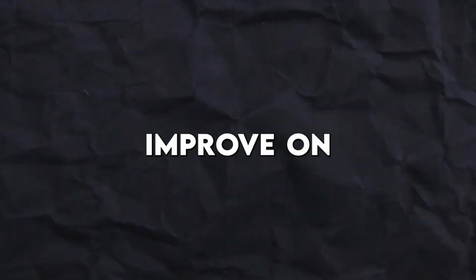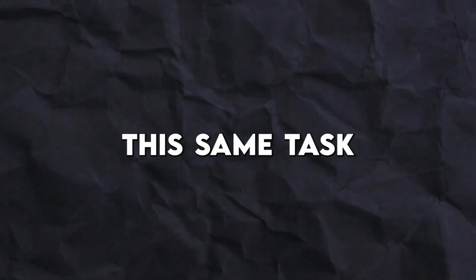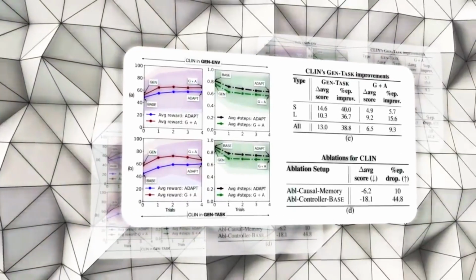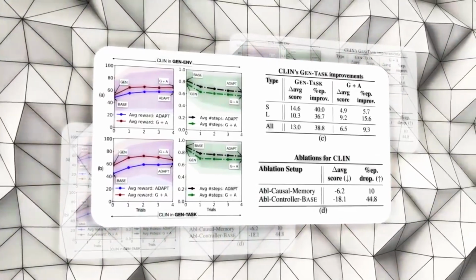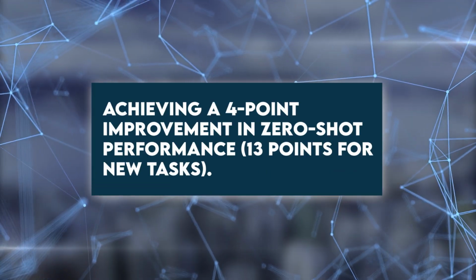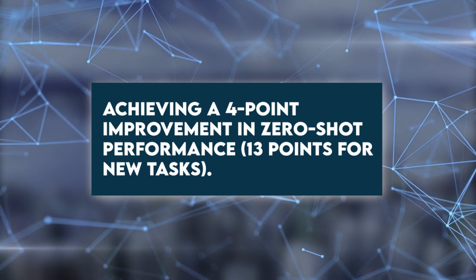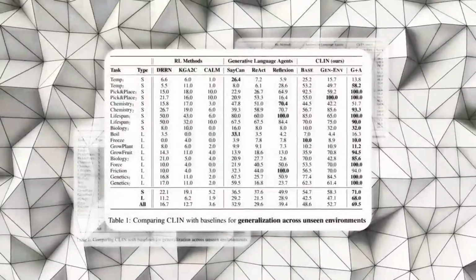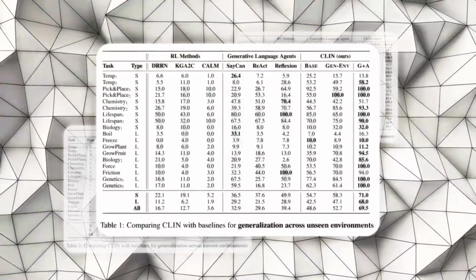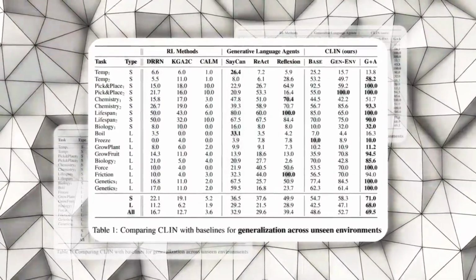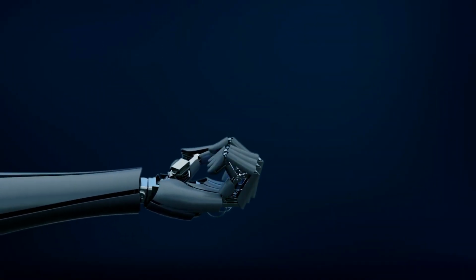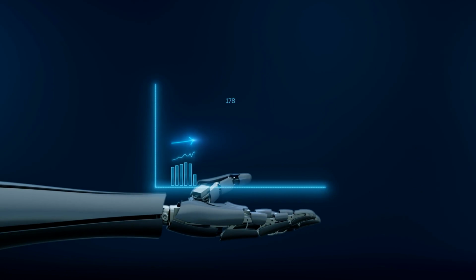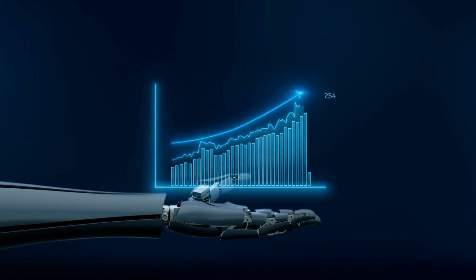It can constantly improve on repeated trials of the same task and environment, surpassing other reflective language agents like Reflexion by 23 points. Additionally, CLIN can apply its learning to new tasks and environments, achieving a 4-point improvement in zero-shot performance, 13 points for new tasks. By continually updating its memory, CLIN can further enhance performance, achieving an additional 17 points, 7 points for new tasks. This indicates a promising architecture for agents that use frozen models but can still improve performance over time.